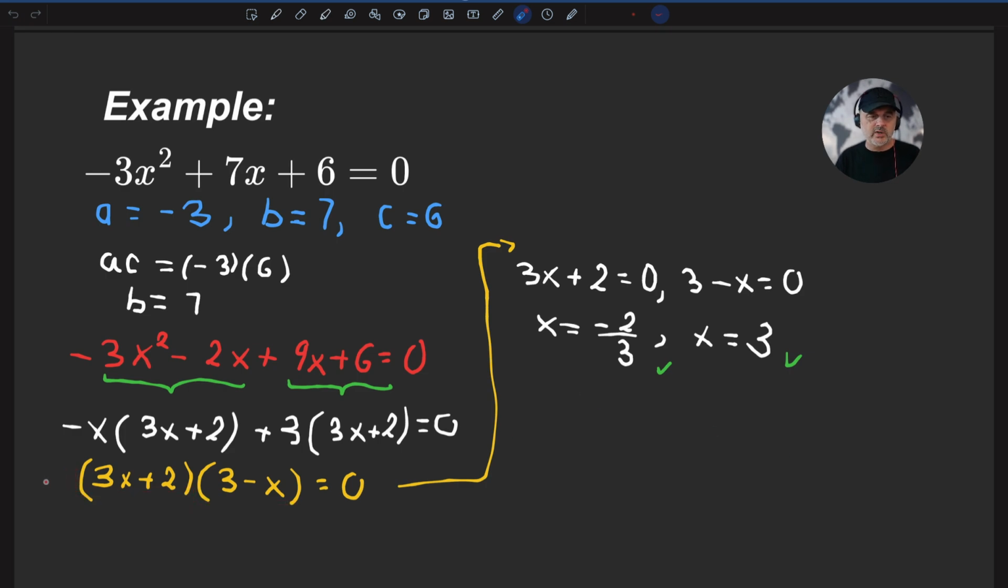So the product is equal to 0. That's the key here to understand when solving equation. When two factors multiply into 0, that means one of those two factors, either 3x plus 2 must be equal to 0, or 3 minus x must be equal to 0. Solve each equation separately. Solve the first one to get -2/3.